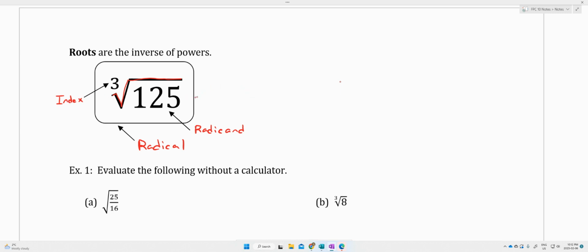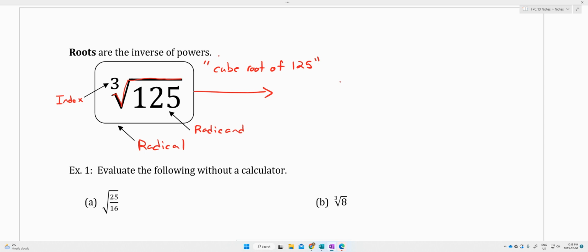Okay, and what would this actually represent? So what we're actually trying to do here is the opposite. What does this actually represent out loud? If we were going to say it orally, it would be cube root of 125. So we'd say the cube root of 125. And it's really important to understand, okay, well, what is this actually asking us to figure out?